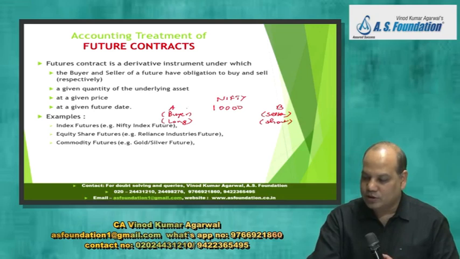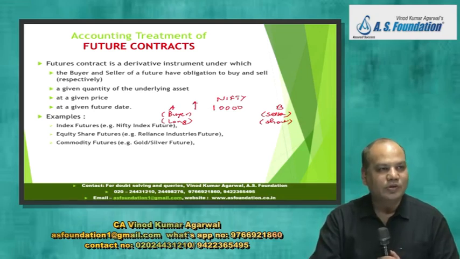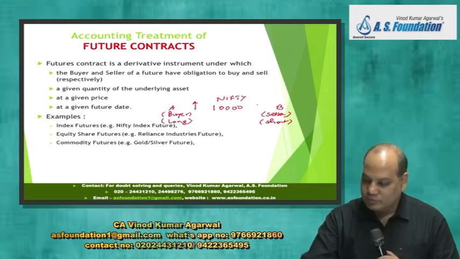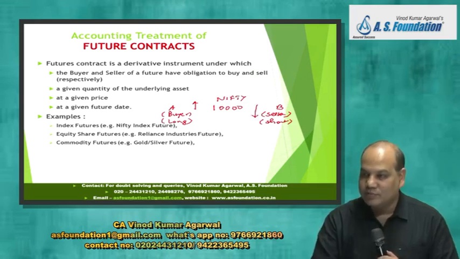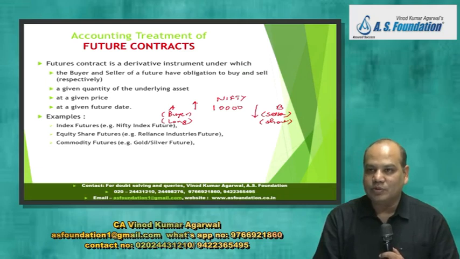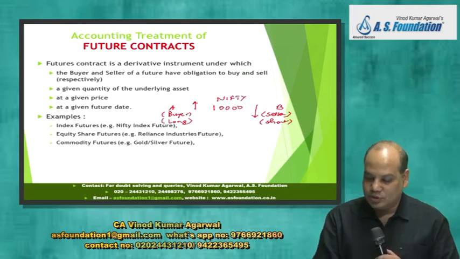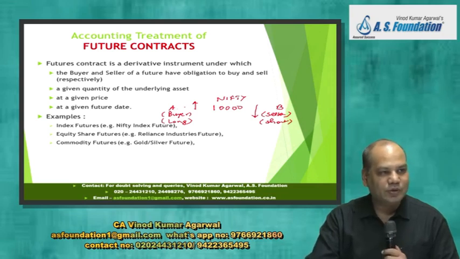So what A is thinking, that Nifty will go up. The buyer always thinks the price will move up. And what B is thinking, price will go down, Nifty will go down. Okay. So if Nifty goes up, A will make profit. If Nifty comes down, B will make profit.